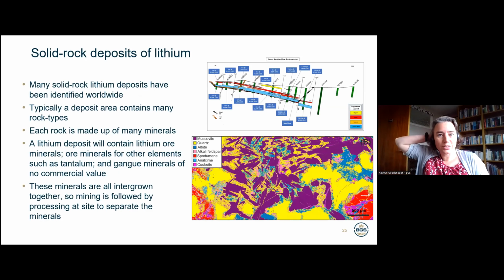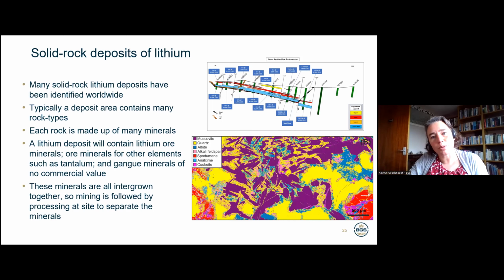In contrast, solid rock deposits of lithium, like I say, these are pegmatites, the sorts of things you see as kitchen worktops. These are pretty complicated rocks. But there's a whole range of them worldwide. There's lots and lots of solid rock lithium deposits all over the place, in a whole range of different countries.